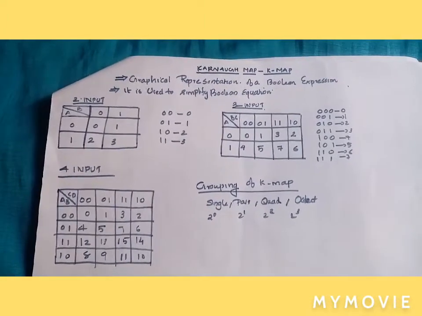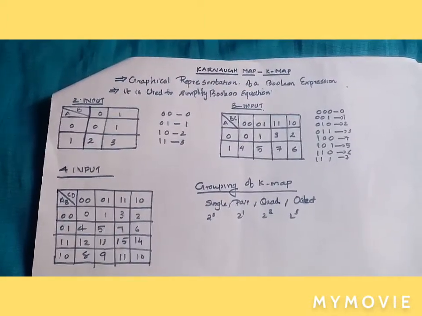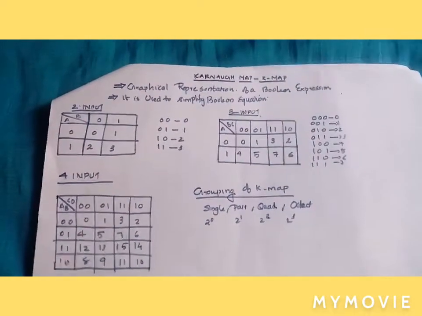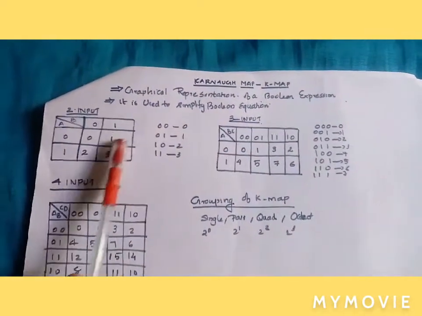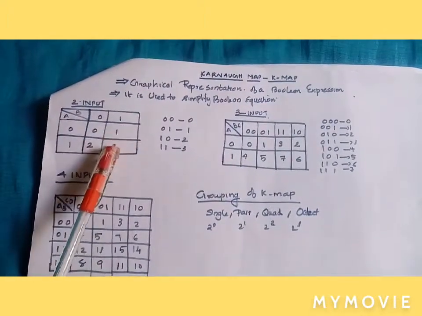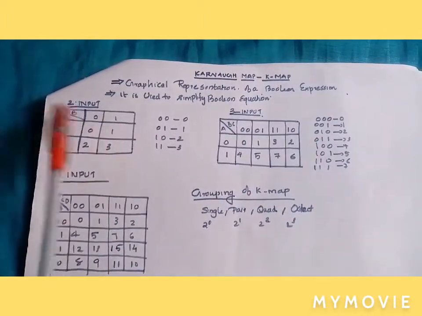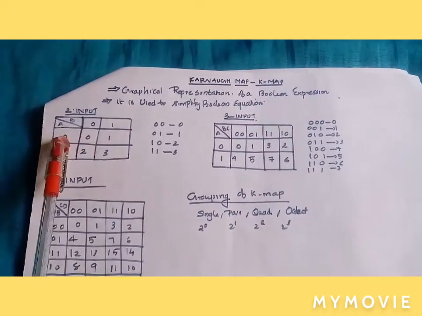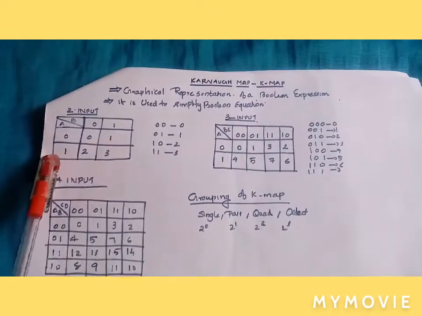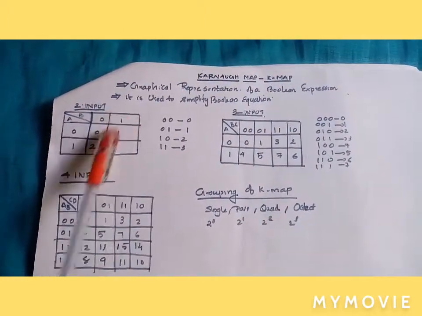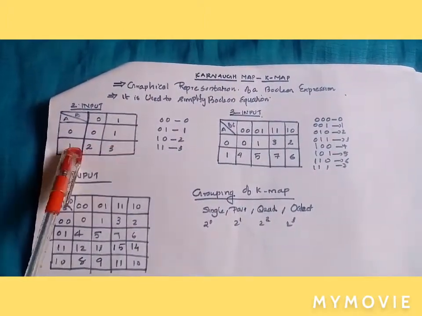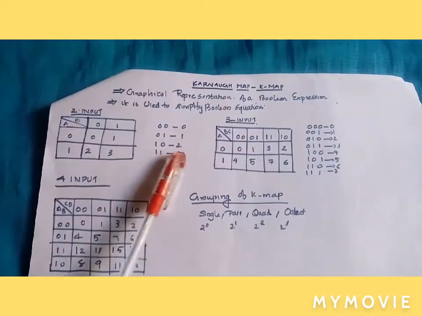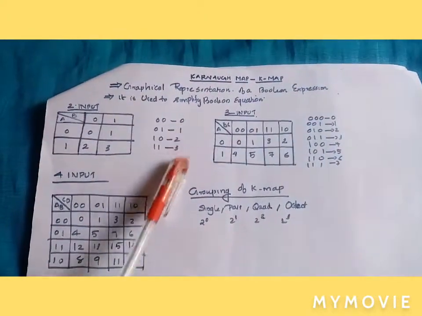Like in 2 input, A, B are the inputs, 0, 1, 0, 1. 0, 1, 2, 3 represent the decimal values corresponding to the inputs. That is, row 0, column 0 means 0. Row 0, column 1 means 1. Row 1, column 0 means 2. 1, 1 that is 3. The decimal value corresponding to each column and row is represented here.